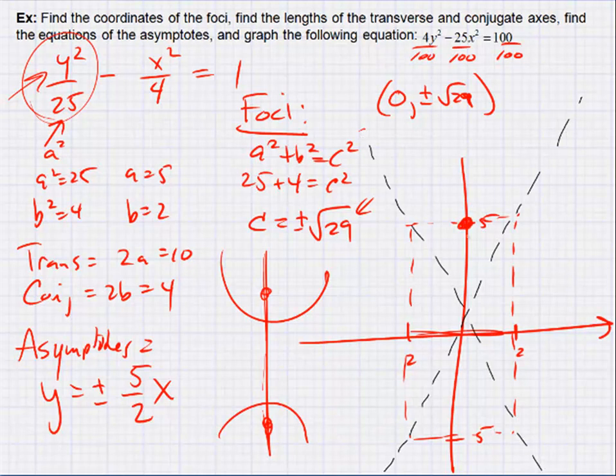This point right here is a vertex. This point right here is a vertex, and I approach my asymptotes. In this case, I'm going to lose room in the bottom, but that's basically what my hyperbola is going to look like.